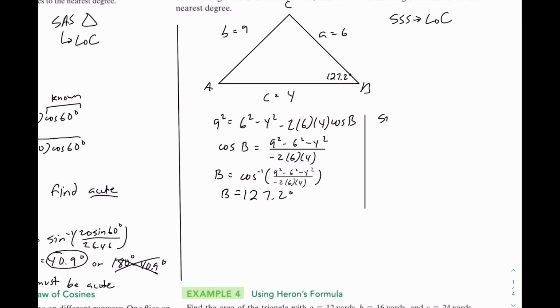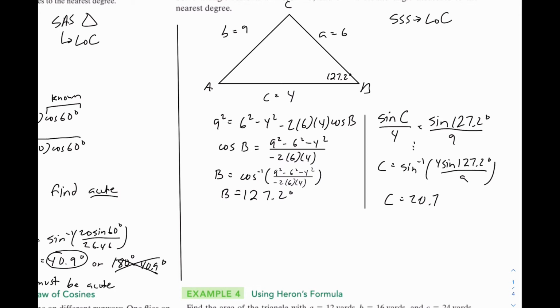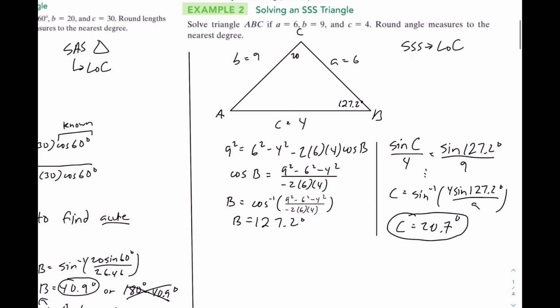So I'm going to say sine of C over 4 should equal sine of 127.2 over 9. So C should be sine inverse of 4 sine 127.2 degrees over 9. And C is 20.7 degrees. And again, we don't need to check the obtuse because we know C has to be acute. And then the last angle is simply 32.1.